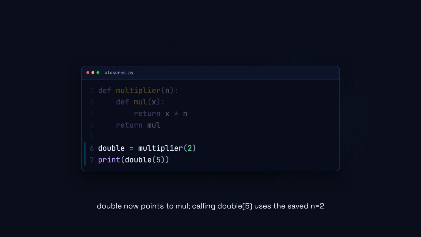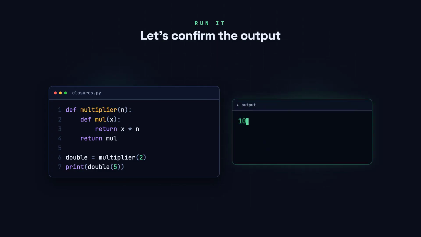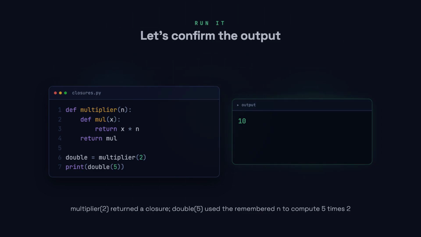When we call double of 5, mul runs and returns 5 times 2, which is 10. Running the program prints 10, exactly as we traced. The closure remembered n equals 2 long after multiplier had returned.